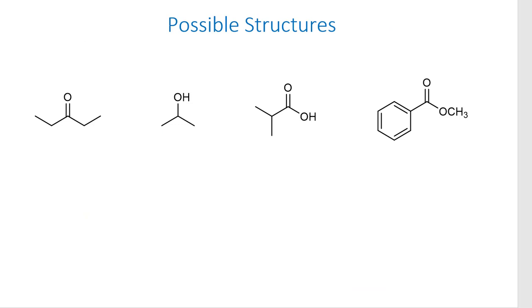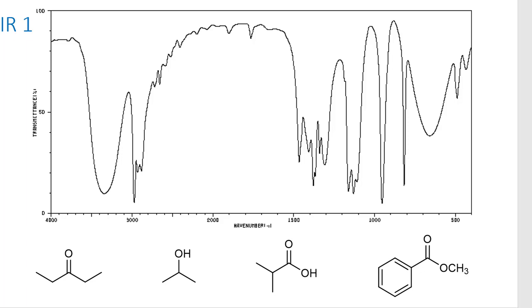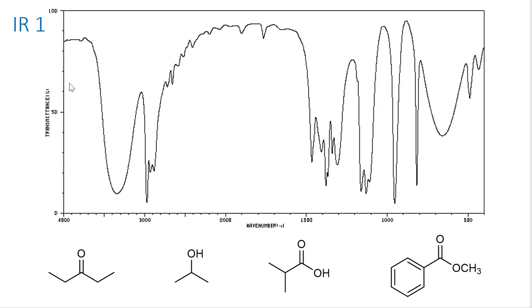We're going to take a look at some sample structures here. We have a ketone, an alcohol, a carboxylic acid, all of which are aliphatic or contain only sp3 hybridized carbons. And we'll look at an ester which has an aromatic ring in it, so that we have both sp2 CHs and sp3 CHs. We'll look at all four spectra. This is the infrared spectra of one of these four molecules. Based on what we've just talked about, see if you can figure out or guess which molecule this IR spectra corresponds to.